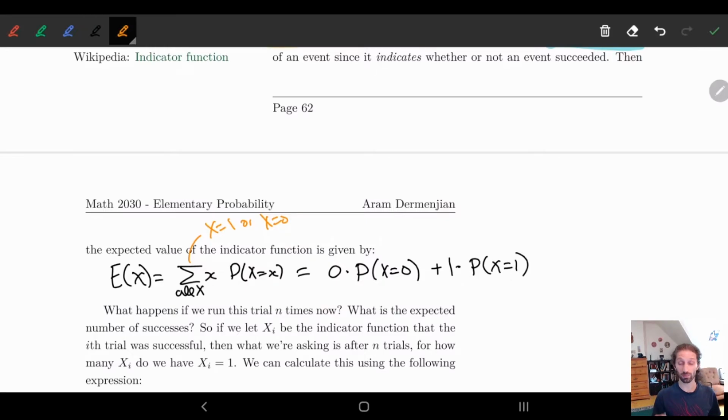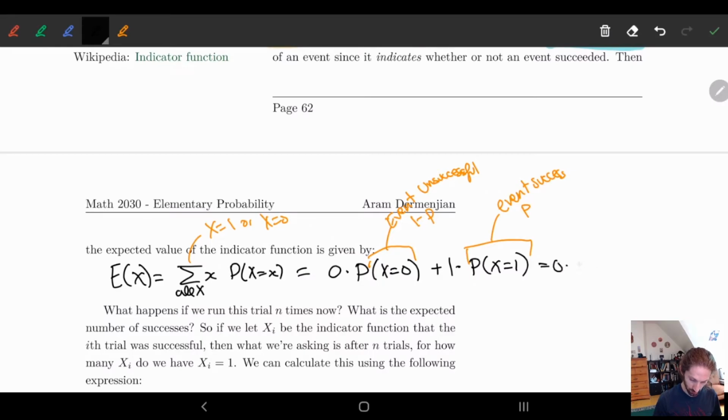Now, what did these two things mean? x equal to 1 meant the event was successful, which means the probability that this happens is p. x equal to 0 means the event was unsuccessful, and that means we have probability 1 minus p, basically whatever's left over. So what do we have? We have 0 times 1 minus p plus 1 times p. Well, that just gives me p. So our expected value is p. Whatever p is, that's our expected value. Nice, super nice and easy.